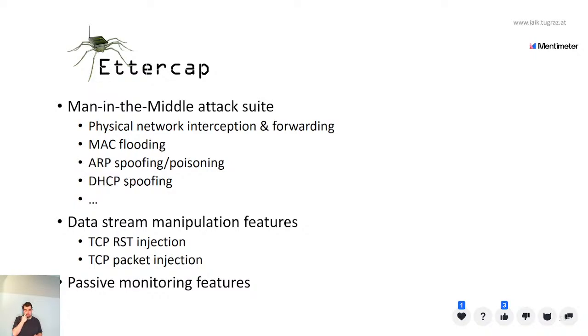DHCP spoofing, that's one we didn't discuss, but you can probably see where this is going. DHCP, the Dynamic Host Configuration Protocol, is a protocol that your computer uses to get an IP address. So when you plug your computer into a network, your computer asks on the network, hello, is there any DHCP server available that wants to give me an IP address? Because I don't know what IP address I'm supposed to be using.